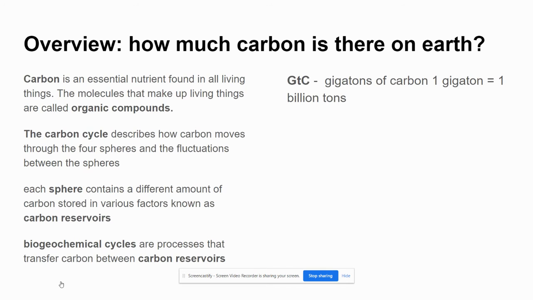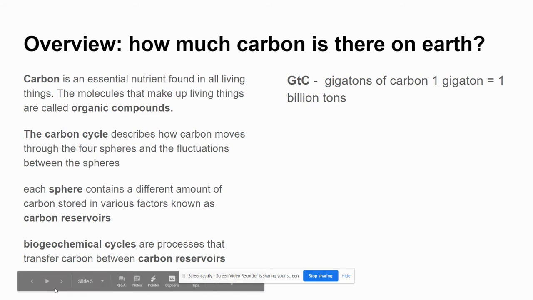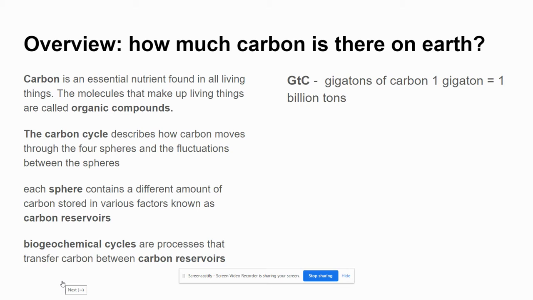So biogeochemical cycles are the processes that transfer the carbon between the carbon reservoirs, and I'm going to talk about those biogeochemical cycles very soon. But before we do that, let's know a couple of the units. The first one is the GTC, which is the gigatons of carbon, and 1 gigaton is equal to 1 billion tons. So just imagine it's a very big number.